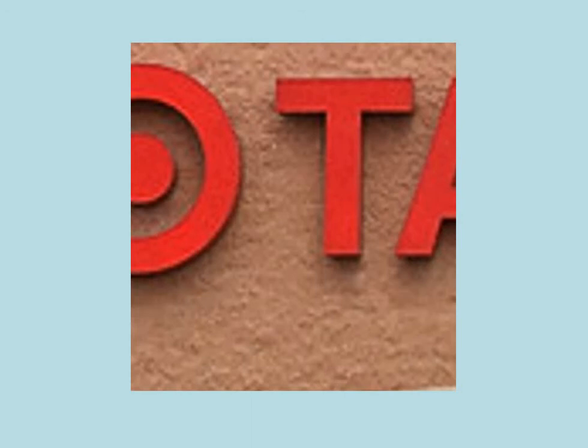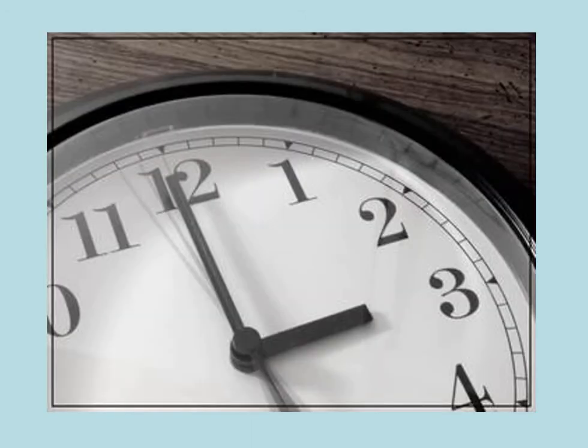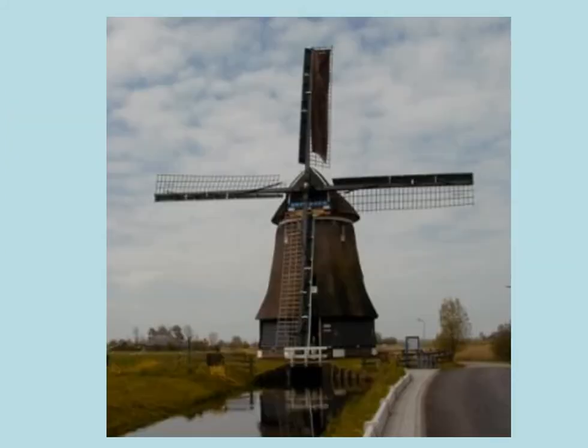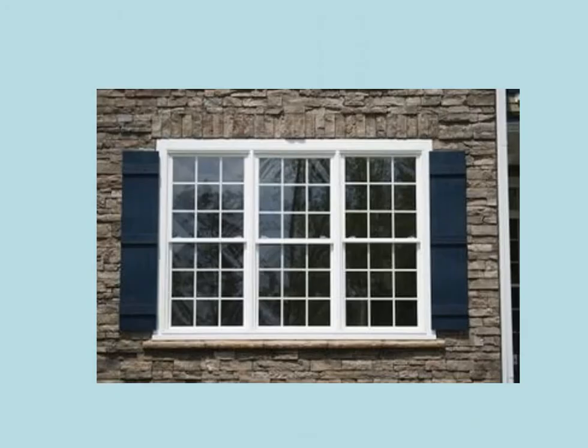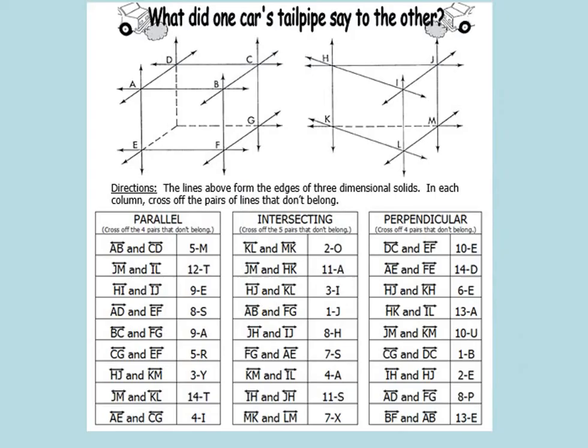Examples of this in real life are your floor tiles, the T in Target, a clock when it reads 3 o'clock, these bookshelves, this windmill, this very flexible gymnast, and these window pane grids.